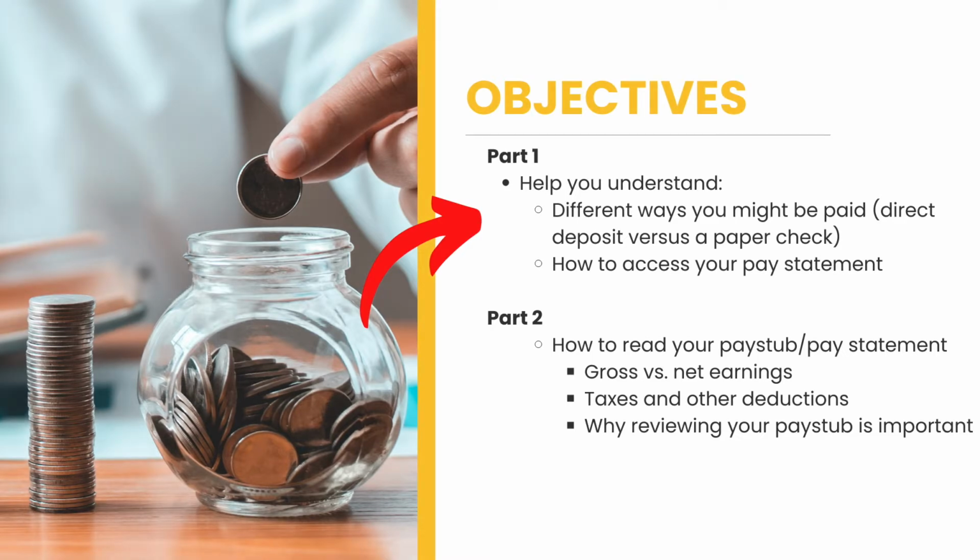So during this video, we're going to help you understand how to access your pay stub, how to read your pay stub and pay statement, and talk about the different things that might come out of it. We'll talk about your net versus your gross earnings, taxes, other deductions, and why it's so important to read your paycheck and pay statement regularly. Hopefully, by having this understanding, you'll be in a better position to manage your money and make an accurate budget for your family.